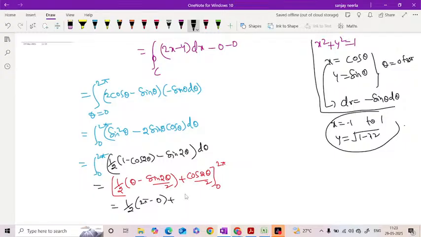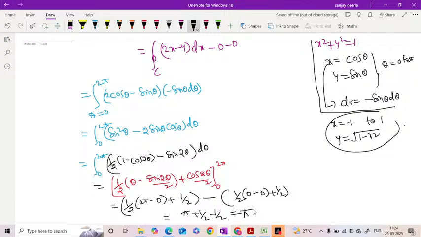What is the value of cos of 2 pi? It is 1 by 2 for the upper limit. For the lower limit, 1 by 2 of 0, sin also 0, plus again 1 by 2. So here the result is pi plus 1 by 2, minus 1 by 2, and the result became pi. Okay, so this is by using the line integral.